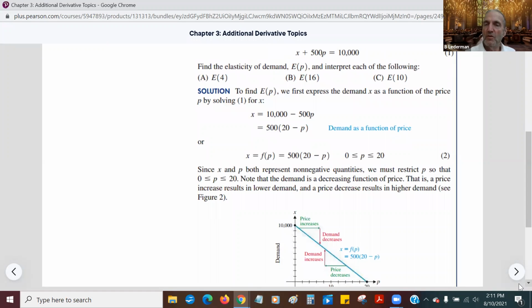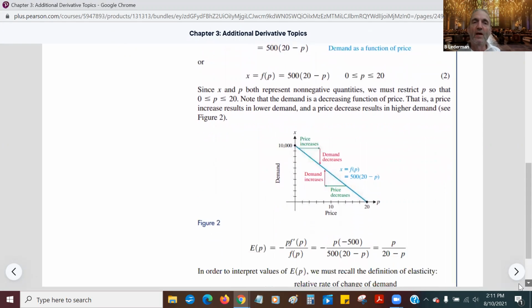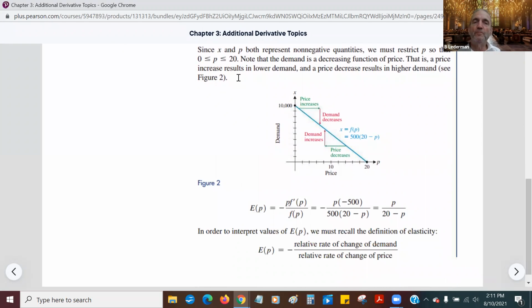Obviously, the price has to be greater than or equal to 0. It's either free or you're charging for it. You're not going to pay people to take it. Sometimes people do want to pay people to haul away the junk, but that's different. Anyway, since X and P both represent non-negative quantities, we must restrict P so that it is between 0 and 20.